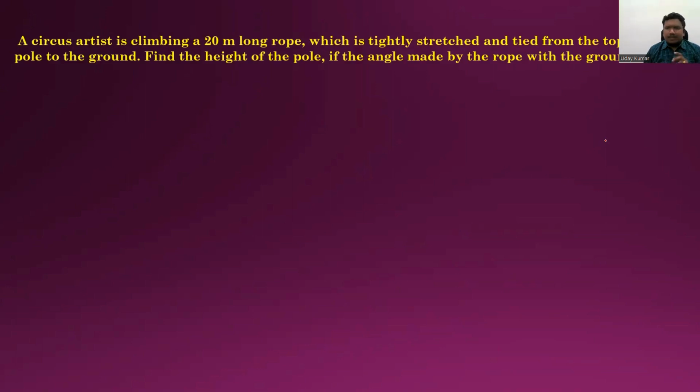I suggest in this topic it's better to read the question again, minimum twice. A circus artist is climbing a 20 meters long rope which is tightly stretched and tied from the top of the vertical pole to the ground. Find the height of the pole if the angle made by the rope with the ground level is 30 degrees.